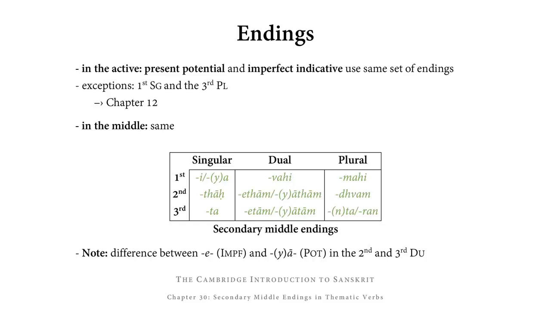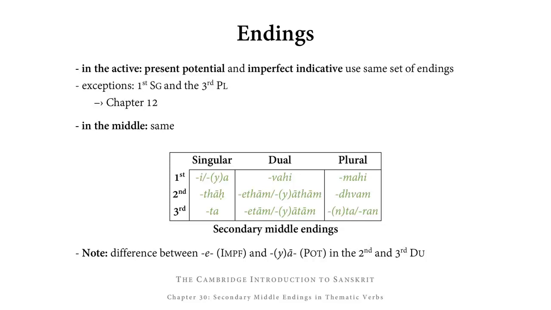In the singular, we have e or īya, thāḥ and ta, where e is the ending that we find in the imperfect and īya is the ending that we find in the potential. Then in the dual we have vahi, ethām and ethām, and we here need to distinguish between ethām and īyathām. Ethām is what we find in the imperfect and īyathām is what we find in the potential.